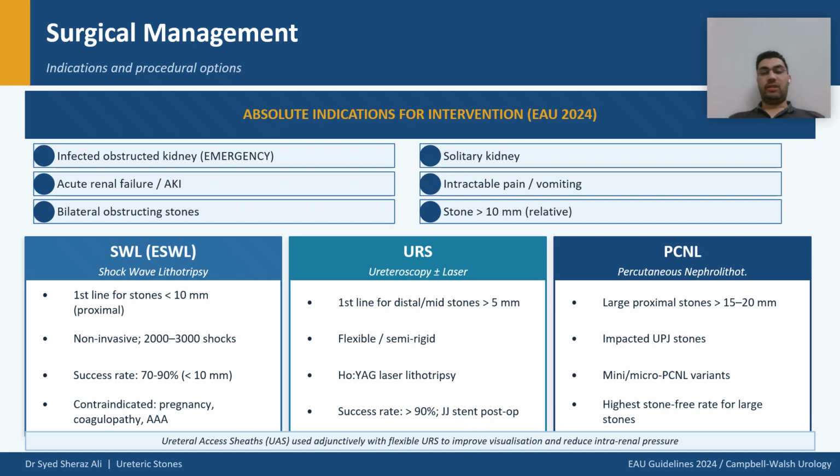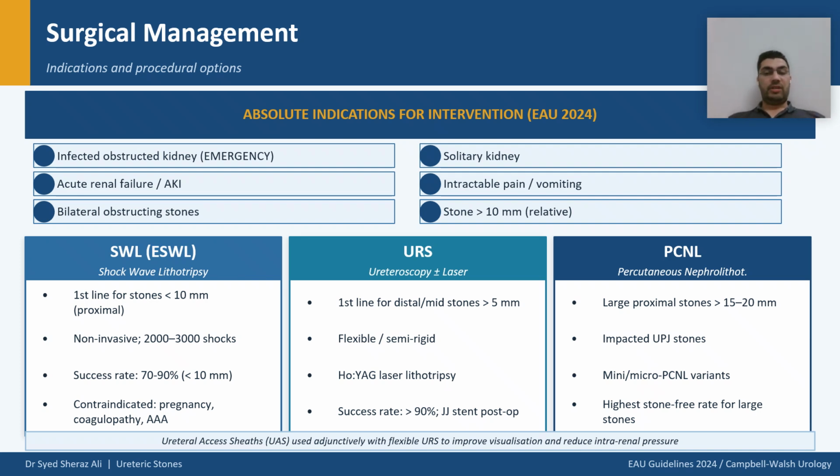Now going toward shockwave lithotripsy, this is a non-invasive procedure using external shock waves to fragment stones. It is the first line for proximal ureteric stones less than 10 mm. Success rates are 70 to 90% for smaller stones. It requires 2000 to 3000 shocks per session and may require repeat treatments. It is contraindicated in pregnancy, coagulopathy, and abdominal aortic aneurysm.